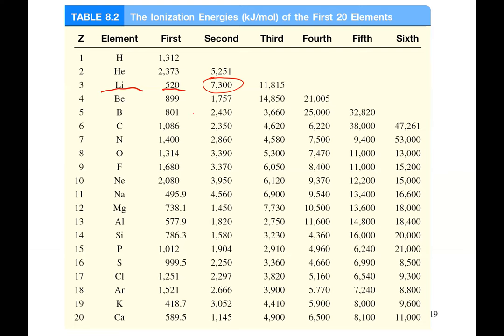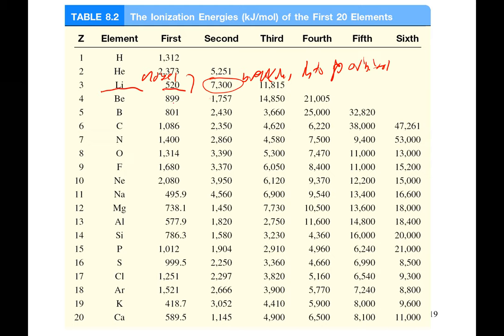Okay, now why is the second one much harder? Why is the gap so large between 520 and 7,300? Well, because basically this is the noble gas form. This is the noble one now, but then you're breaking into the lower orbitals, into the p orbitals below it. In other words, you're trying to break the billiard ball. And basically that energy is required.